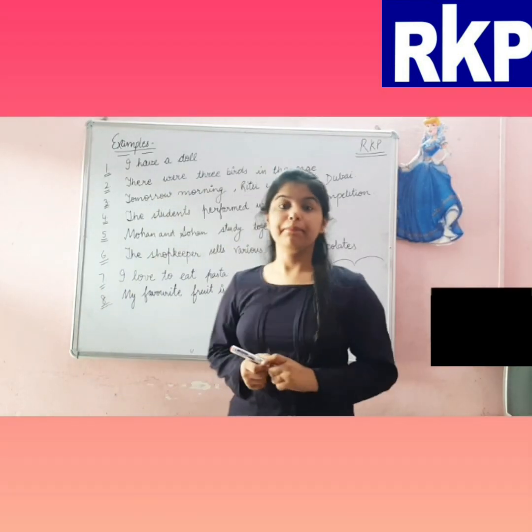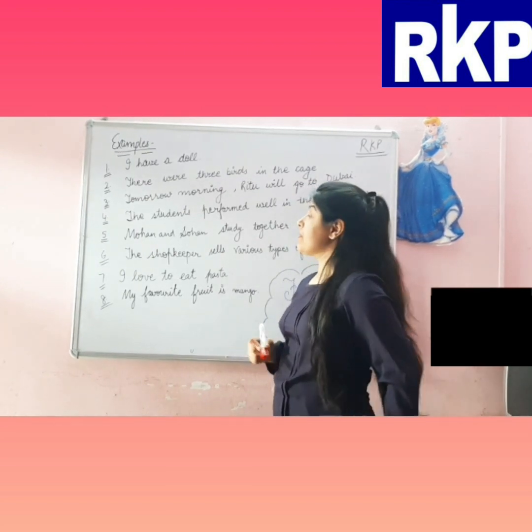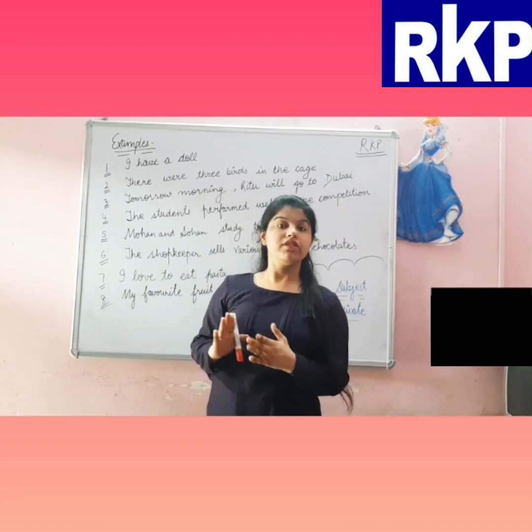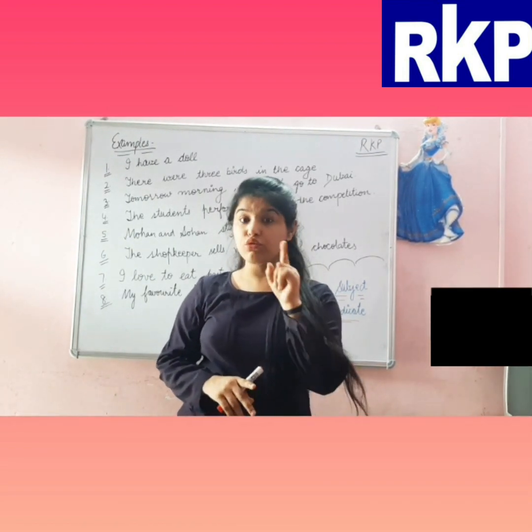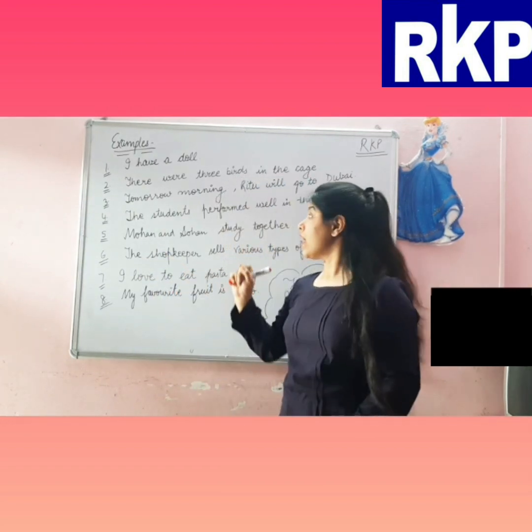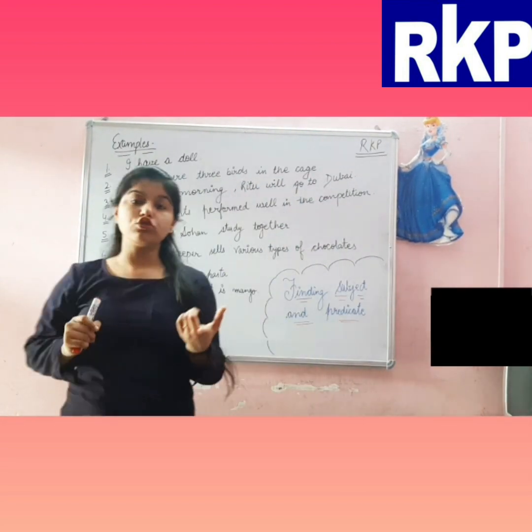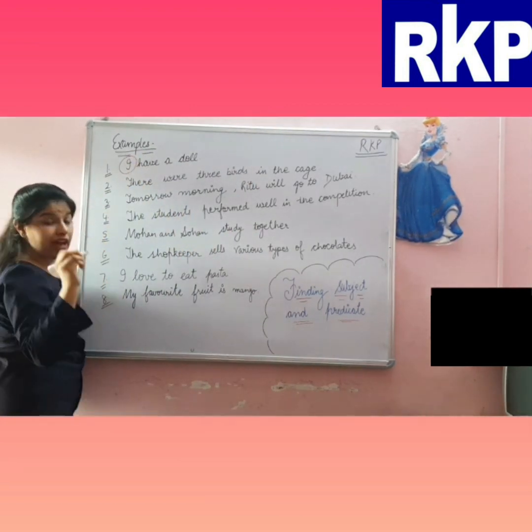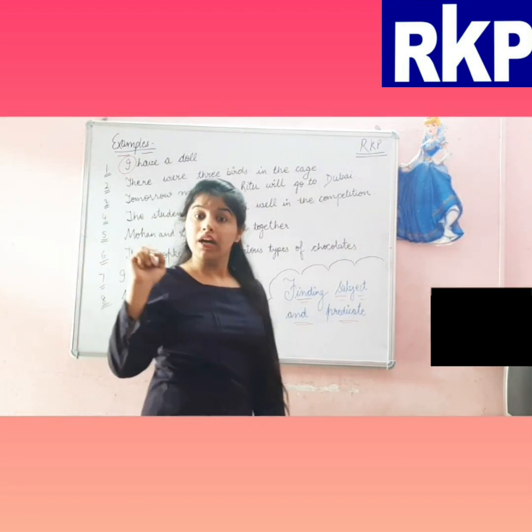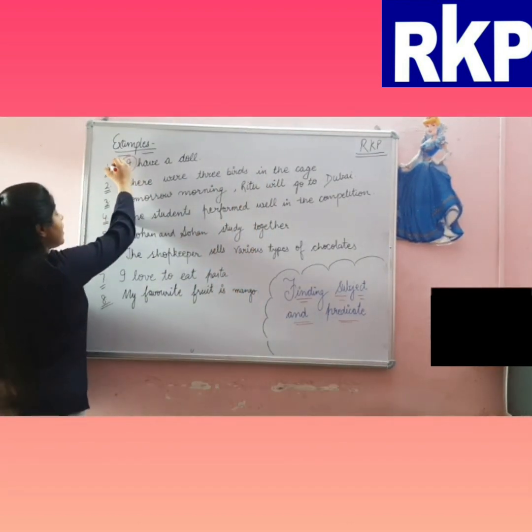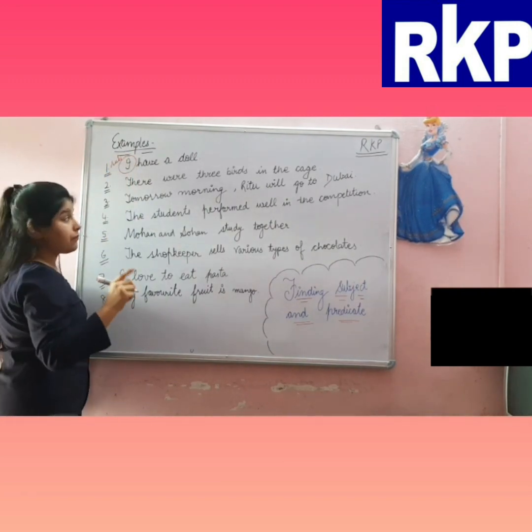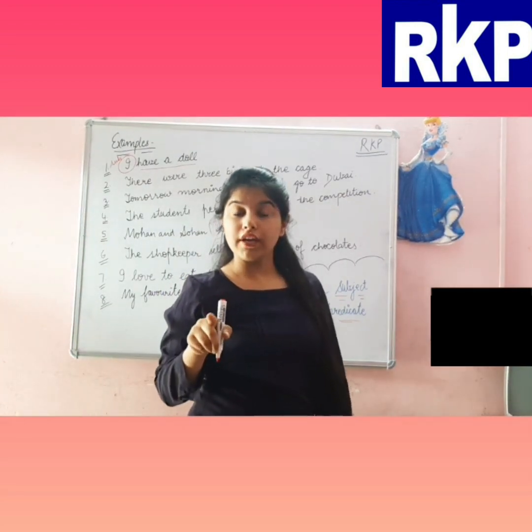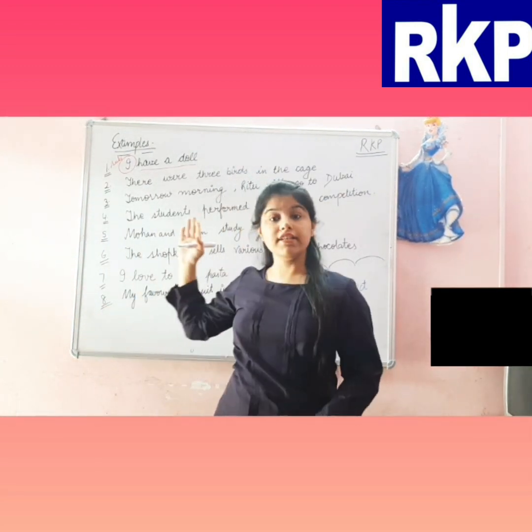So it was about subject and predicate. Now look at some more examples. See, I have a doll. I have already told you that subject can be a noun or a pronoun, so you have to focus carefully. Okay, I have a doll. Now about whom we are talking? I. So I is our subject. I will encircle the subject and underline the predicate. I is the subject here because we are talking about I. Have a doll is the predicate.